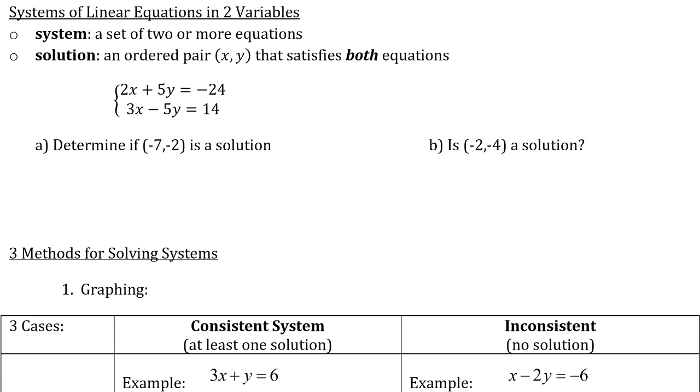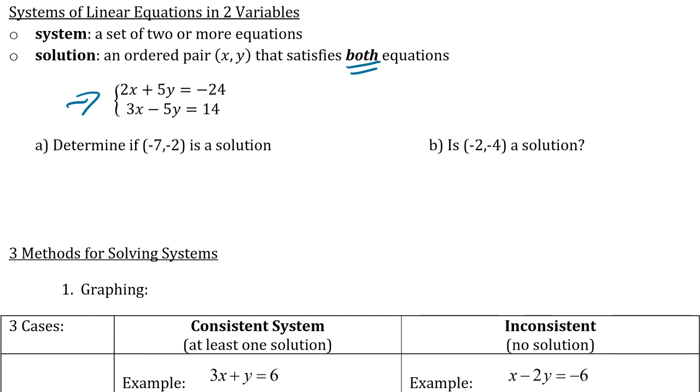For this class, they always are going to match. It's either going to be 2 and 2 or 3 and 3. But for now, we're just focusing on 2 and 2. All right, so it looks like this. Two equations, two variables. Now, a solution to one of these is an ordered pair x and y that satisfies both equations.